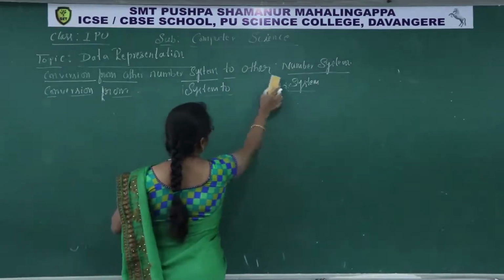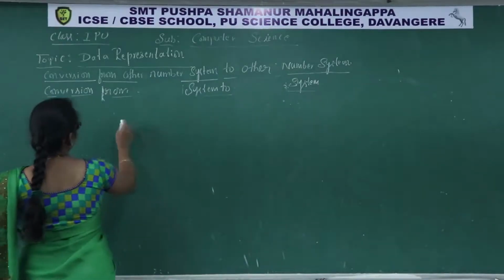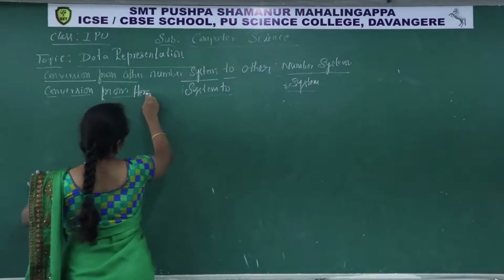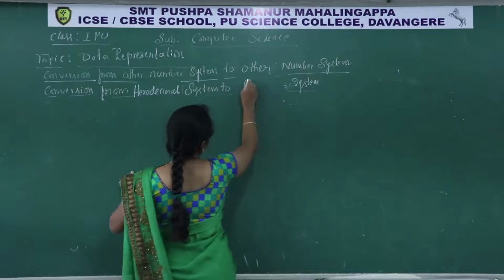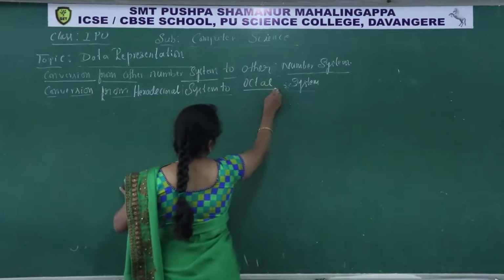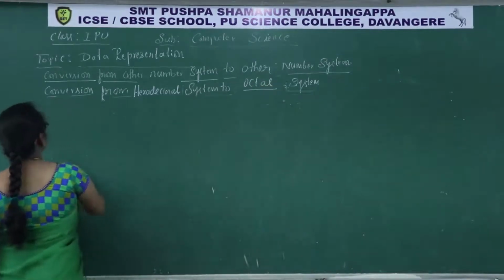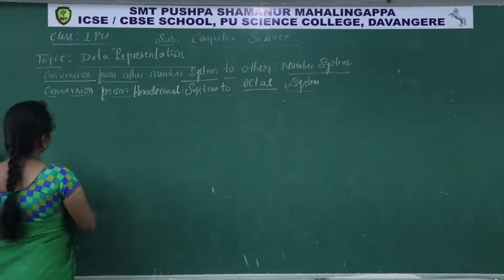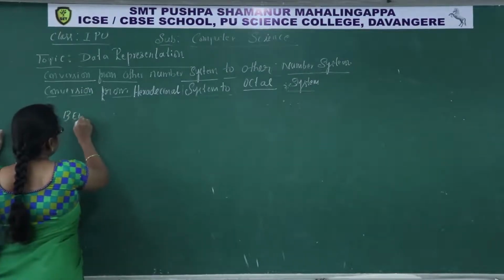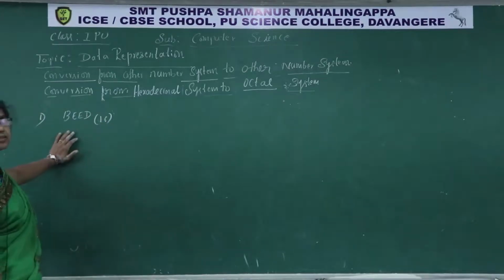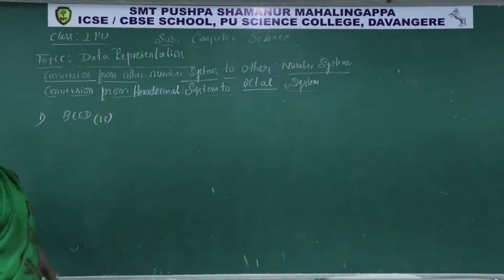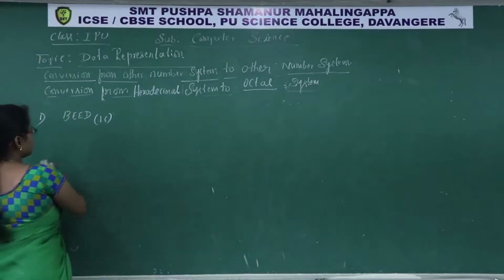Conversion from hexadecimal to octal. The first one: BEED, base 16. The given number is in hexadecimal. We have to convert it into octal. So what are the methods? What are the steps here?